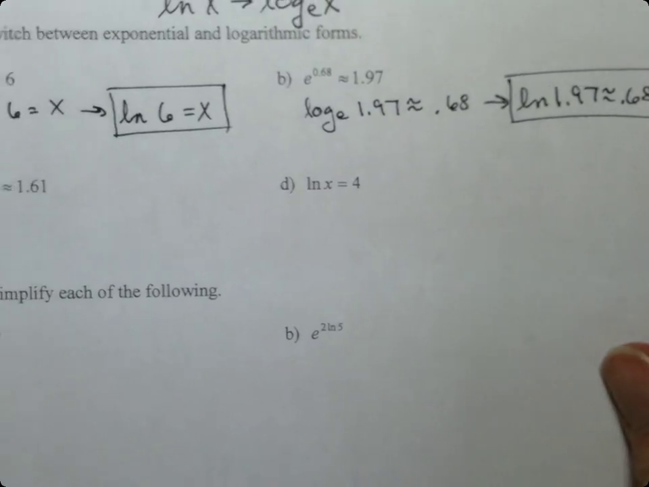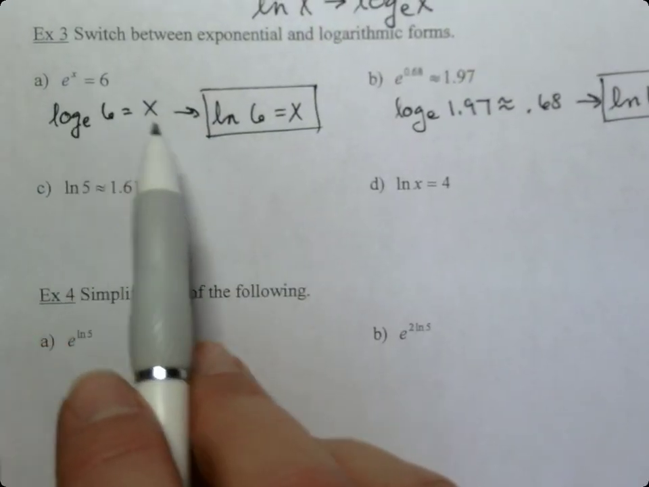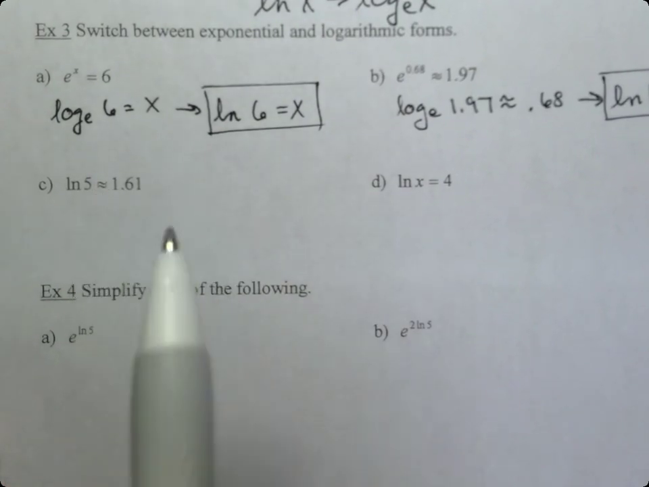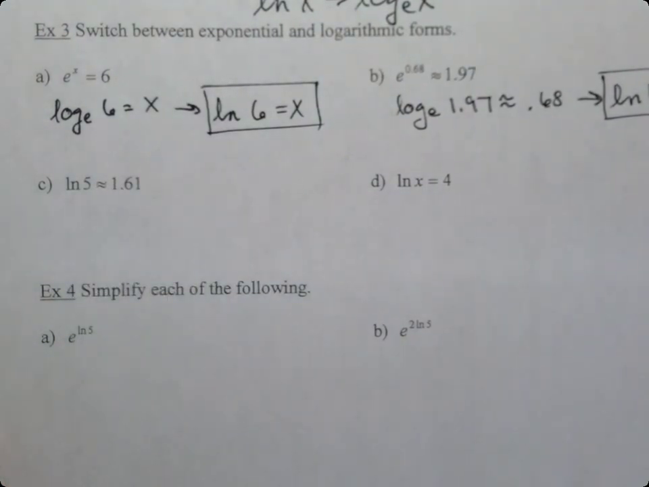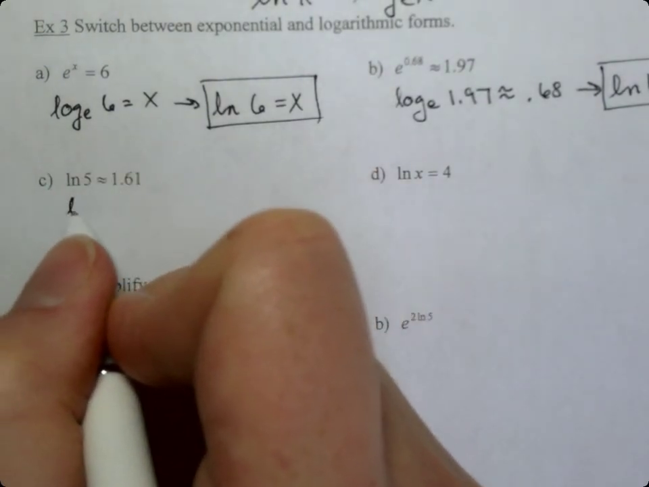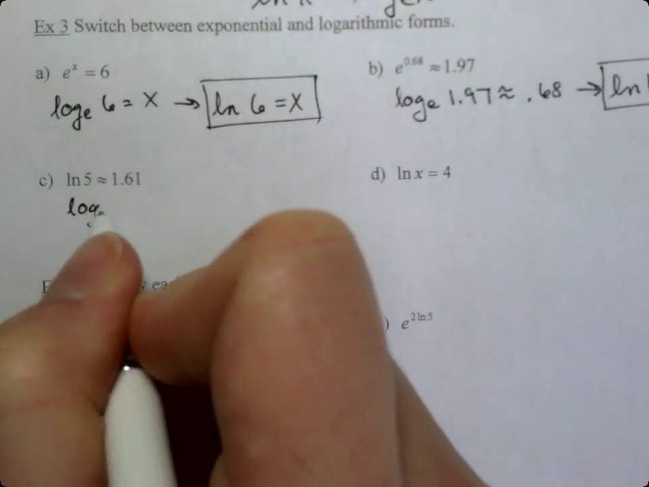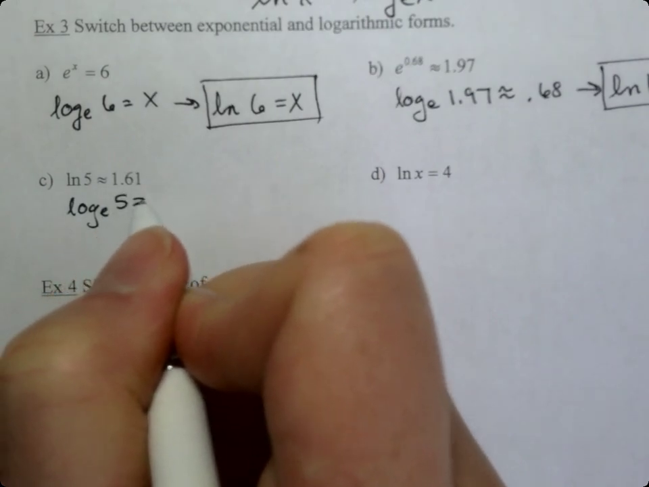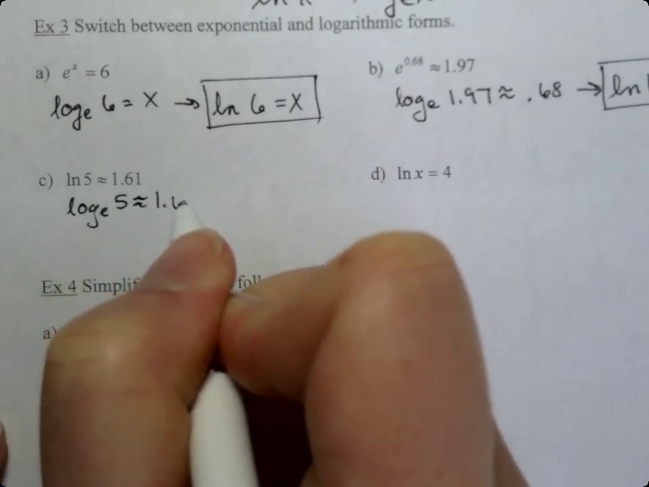Okay, now, this was exponential form. We wrote as a log. This is logarithmic, write as exponential. So what do you think? Well, if you're unsure, rewrite it. Now, ln stands for log base e of 5 is approximately 1.61.